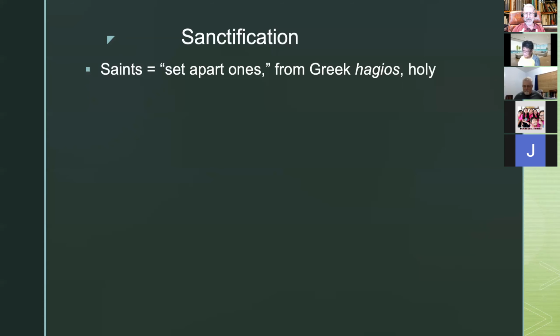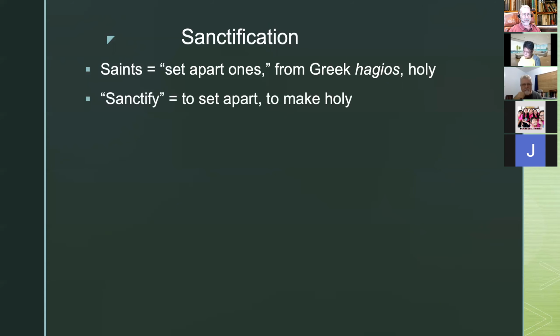Sanctification is a work of God. To sanctify someone or something is to set them apart, and by setting them apart, to make them holy. So my torque wrench is set apart for special use. It is therefore holy to me. In the tabernacle and then in the temple, there were pieces of furniture that were set apart only for use in the tabernacle. They were holy. That's what the word essentially means.